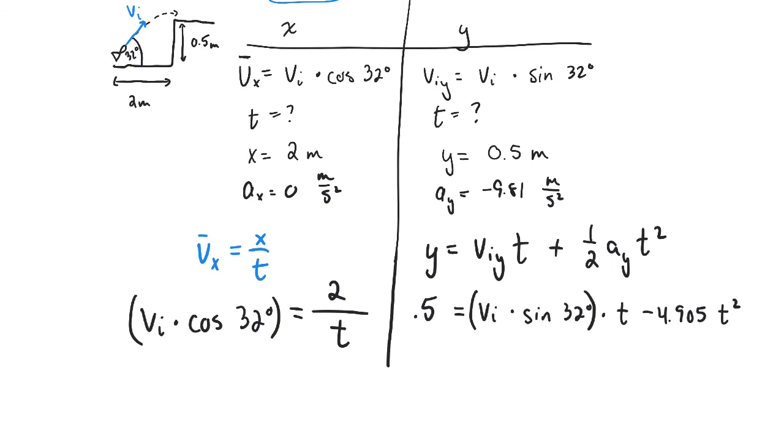On the X, and then you just switch the whole thing. So go ahead and flip-flop VI cos 32 and T in the X direction. In the X direction, let's solve by flipping those two. So T equals 2 over VI cosine 32 degrees.